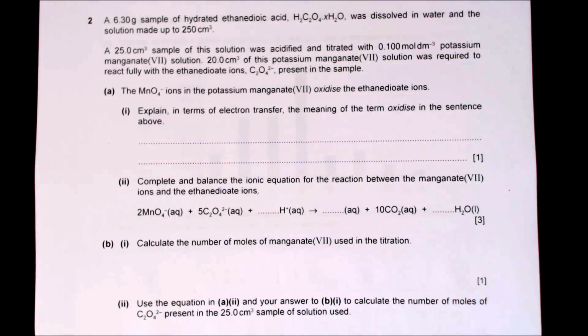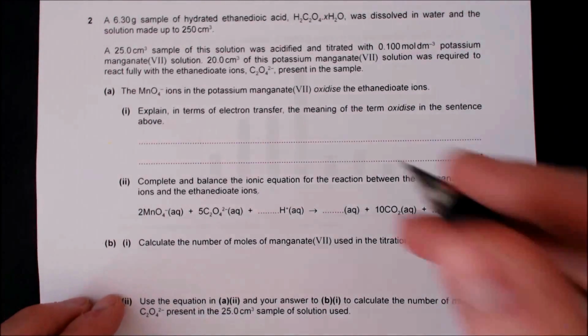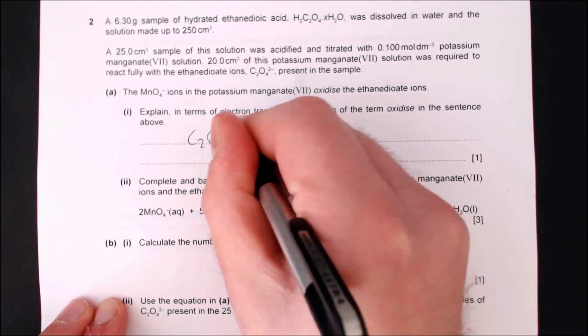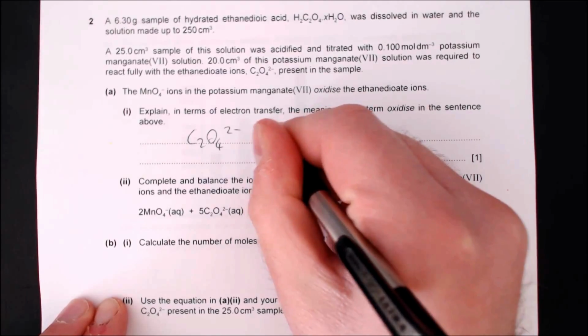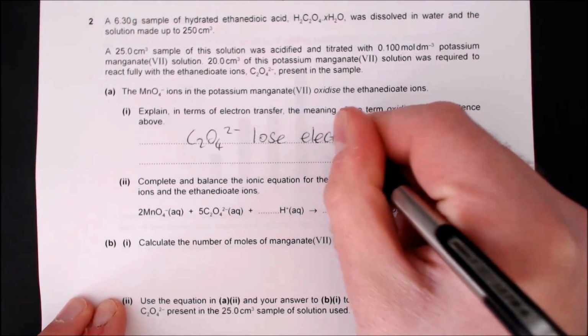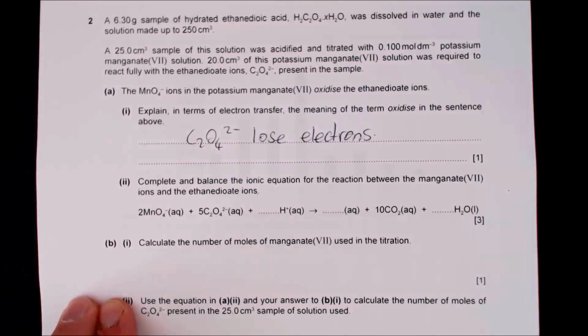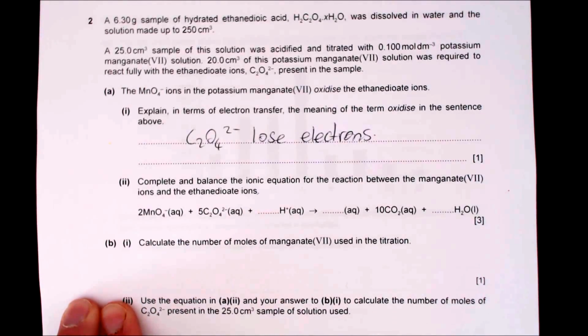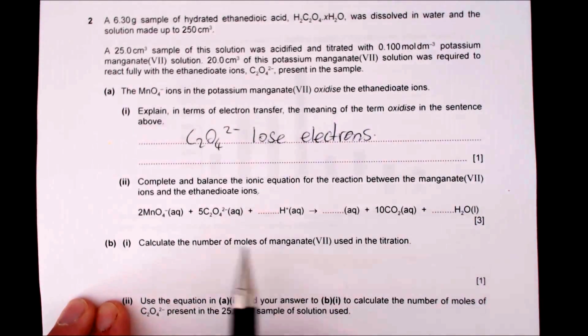Right, so we need to explain in terms of electron transfer the meaning of the term oxidize in the sentence above. Right, so you might remember the acronym OILRIG. Oxidation is the loss of electrons, reduction is the gain. So in this case, what is losing the electrons is C2O4, because that says it's oxidizing it. So the C2O4 loses electrons. All right, okay, so you just have to remember that one. Right, it says complete and balance the ionic equation for the reaction between manganate 7 ions and the ethane dioate ions. Right, so the first thing we need to do is look at the equation.